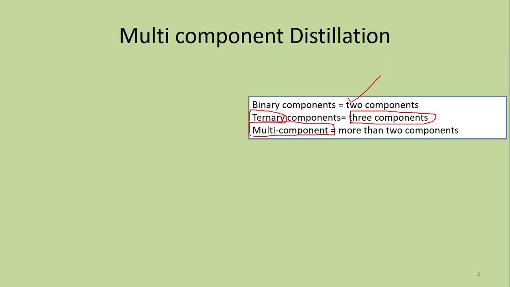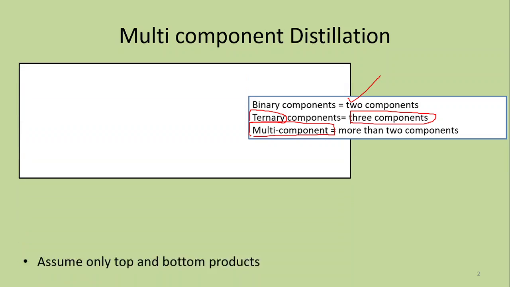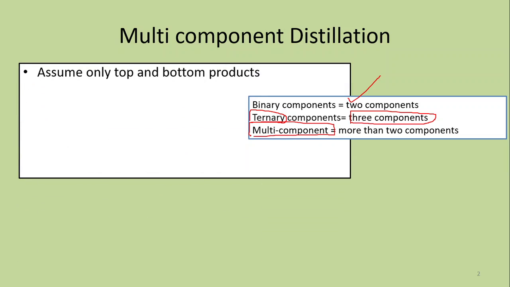So multi-component means the mixture having more than two components. It can be 3, 4, 5, 6, 7, and so on. So basically the multi-component distillation means the distillation where the mixture has more than two components, maybe 3, 4, 5, 6, and so on. So that is the concept of the multi-component system.